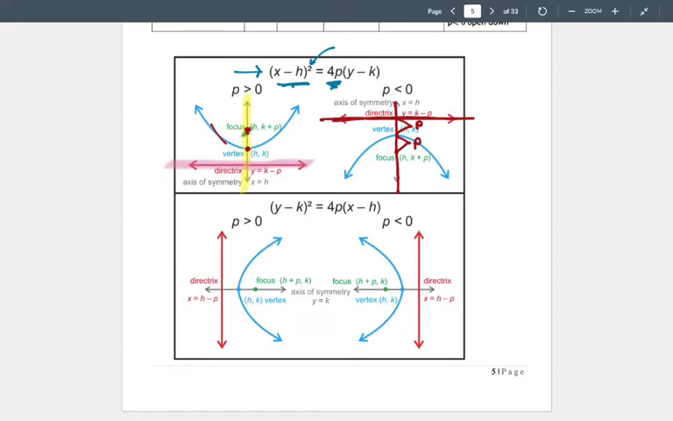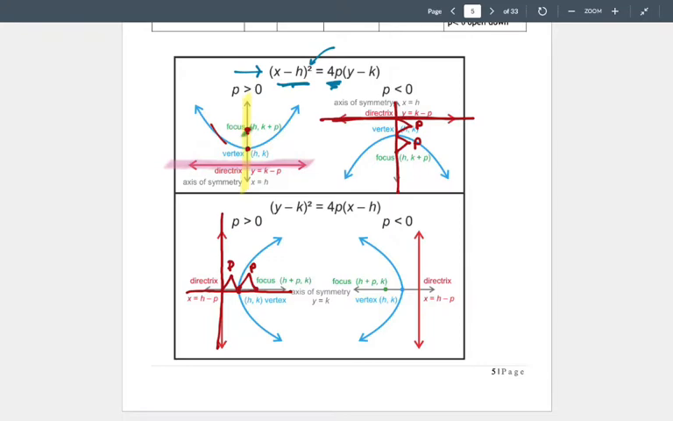All right, on the next one, when it opens right, here's your vertex. Your focus is to the right of the vertex if it's opening right, and it will be p units away from the vertex. The directrix will be p units away on the other side. Here's your axis of symmetry for the parabola. Your directrix will be perpendicular to that axis of symmetry.